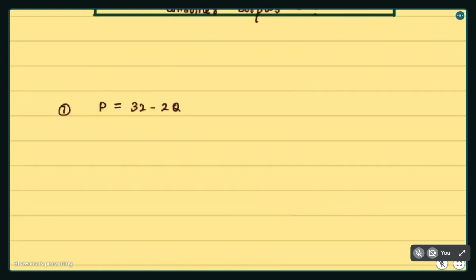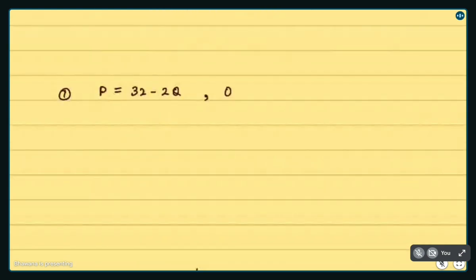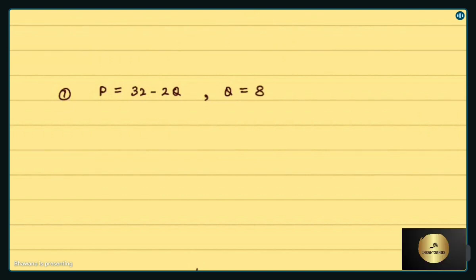So first, what is your linear inverse demand function? P is equal to 32 minus 2Q. At Q is equal to 8, the economic interpretation is that you have to consume 8 units of the quantity at price P. So you have to see what is your maximum willingness to pay, what you end up actually paying, what is the equilibrium price, and what is the difference between the two.